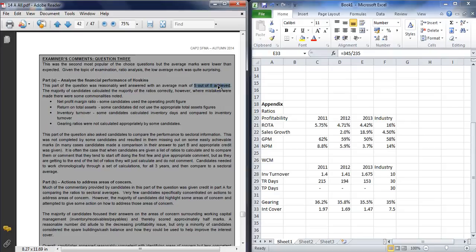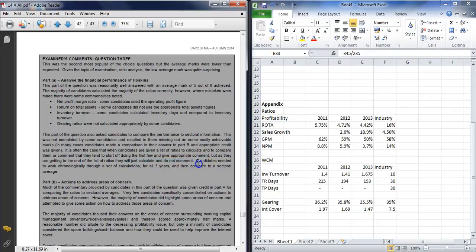But again, given that this was very much Cap 1 level, students are clearly throwing away easy marks. Particularly they calculated the ratios wrong, which again was worrying because it is an open book exam. And also remember, some students didn't actually even compare. So they didn't compare performance to sectoral information, and the examiner said you're missing out on easy marks. So it's important to make sure to read the question and be deliberate. So the examiner said sometimes they started off in giving comments, but as they got to the end of the ratios, they gave no commentary.